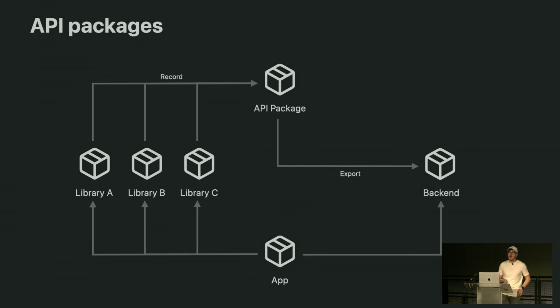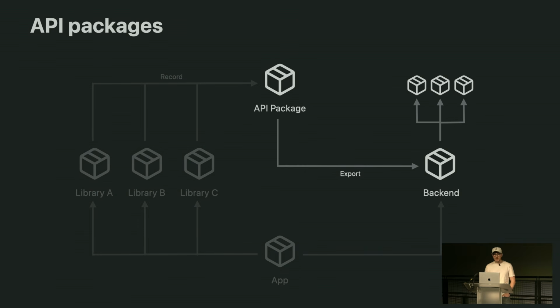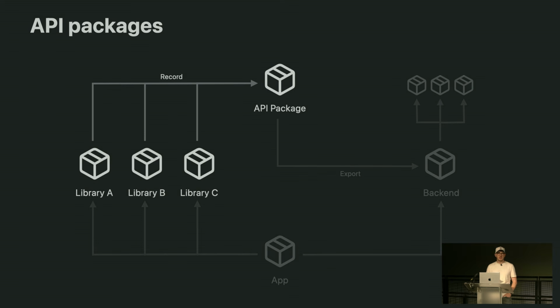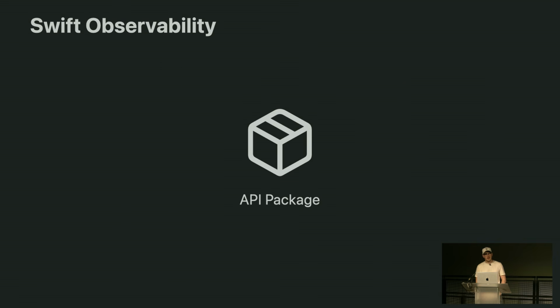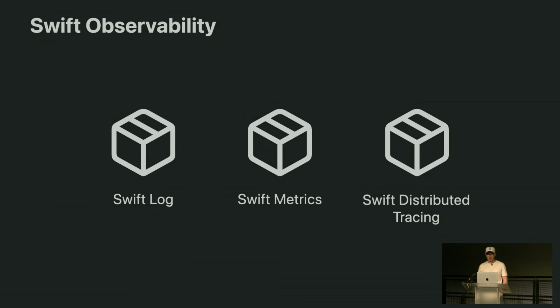Importantly, this means that the backend specific dependencies required to collect, export, and process metrics are not required by libraries that wish to start using those recording APIs. It means the API package can be free of all dependencies and kept lightweight, so it's ready to be adopted throughout the ecosystem. Those backend dependencies will only be pulled by the application that depends on both the libraries and the backend. So the Swift ecosystem has three such packages: Swift Log, Swift Metrics, and Swift Distributed Tracing.